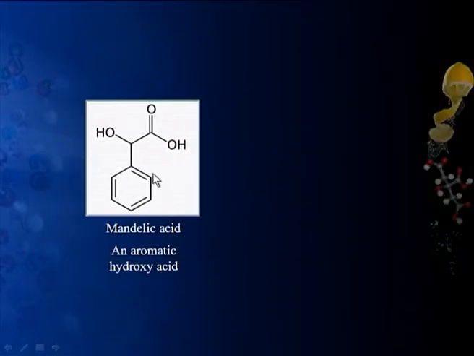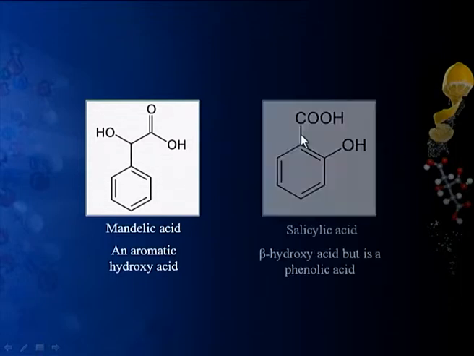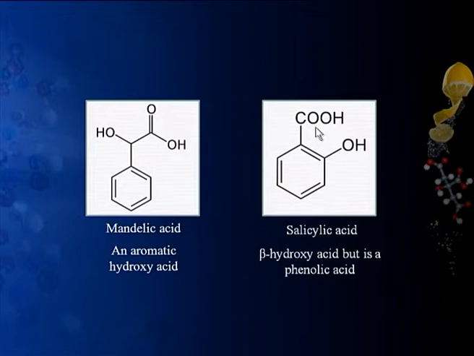This acid where a benzene ring is there, although it is an alpha hydroxy acid, the hydroxyl group is present on the carbon next to the carboxyl. This is commonly known as mandelic acid. This is an alpha hydroxy acid, but will be treated as aromatic acid. Now, this is another acid which has a carboxyl group as well as hydroxyl group attached to this benzene ring. It is commonly known as salicylic acid. If we count the position of hydroxyl group with respect to carboxyl, it is again a beta hydroxy acid, but it is treated as phenolic acid and not discussed here.